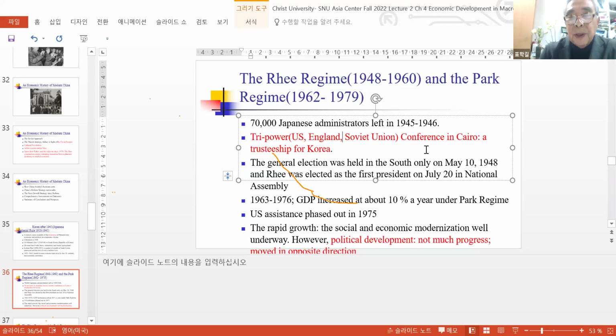But this was vehemently opposed by Korean people, both South Koreans and North Koreans. They felt that they are ignored, and both South Korean residents and North Korean residents vehemently denied trusteeship. So the consequence, general election was held in South Korea on May 10, 1948.